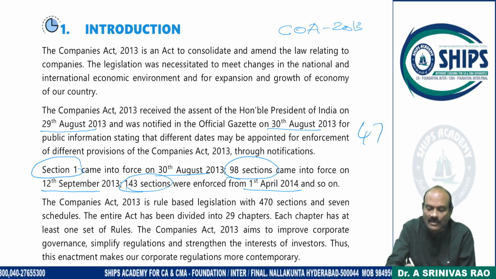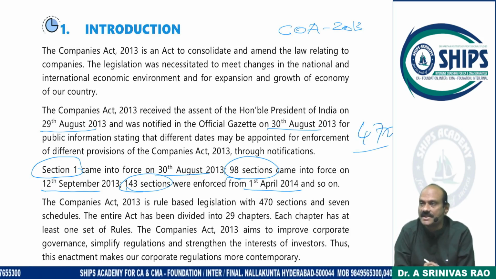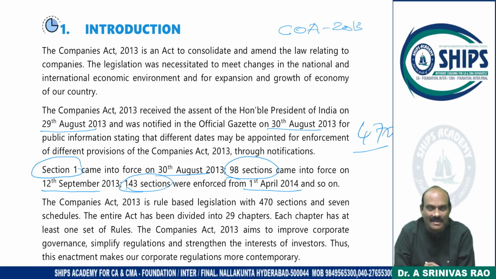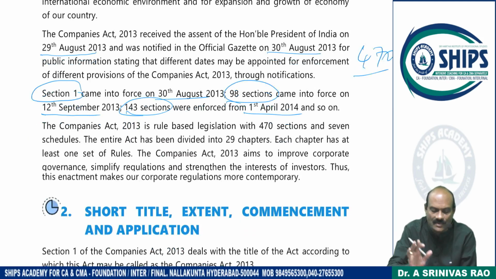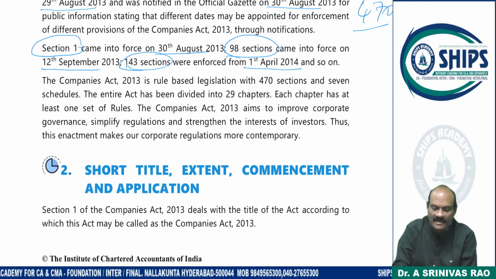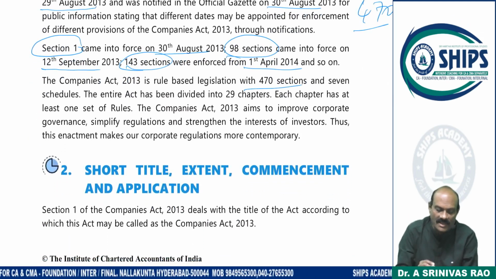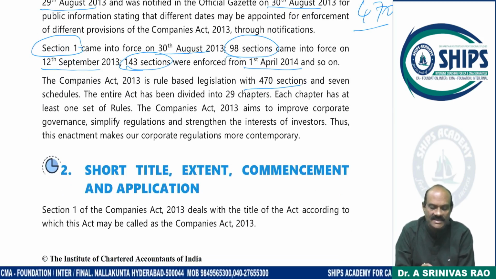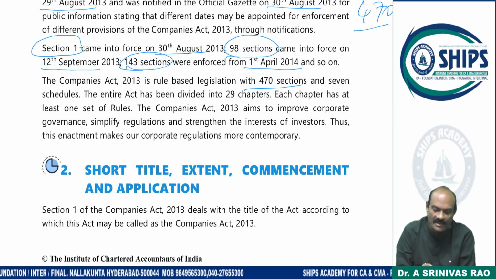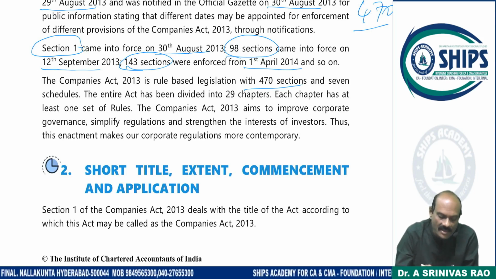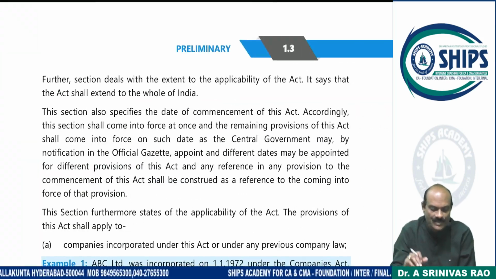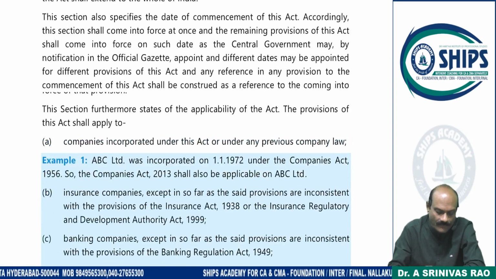Altogether, we have 470 sections in the Companies Act 2013. For us, it is not necessary, I don't see any question. It is a basic introductory pattern for you. Altogether 470 sections are there. This act is applicable to the whole of India, including the state of Jammu and Kashmir. Today, this law is applicable to Jammu and Kashmir also.